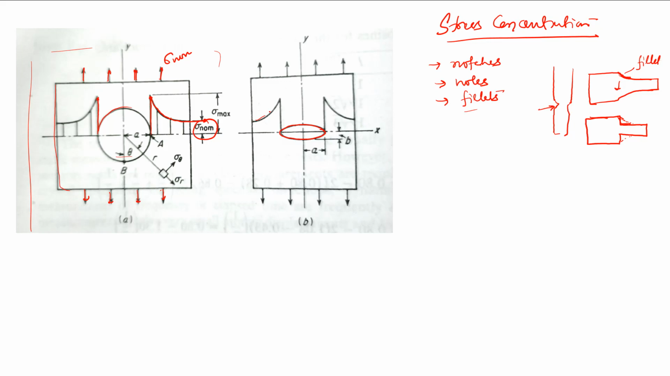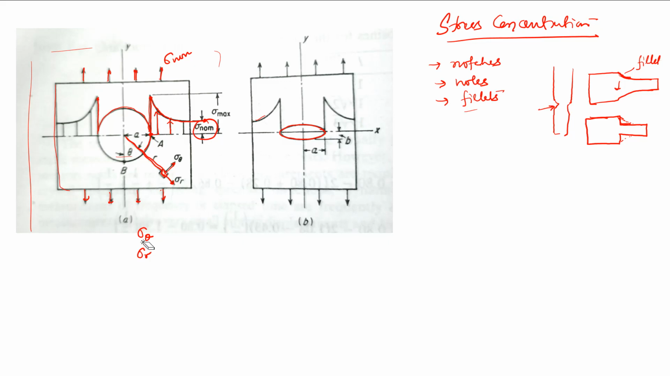Now you can see that it has drawn one generalized equation which tells you about the stress which will be existing at a particular location around the circle. Suppose this is the circle, so at this point what will be the stress, and at the next point what will be the stress, and so on. That is given by this equation, sigma theta and sigma r. If you see the formula, it is given in the data book.